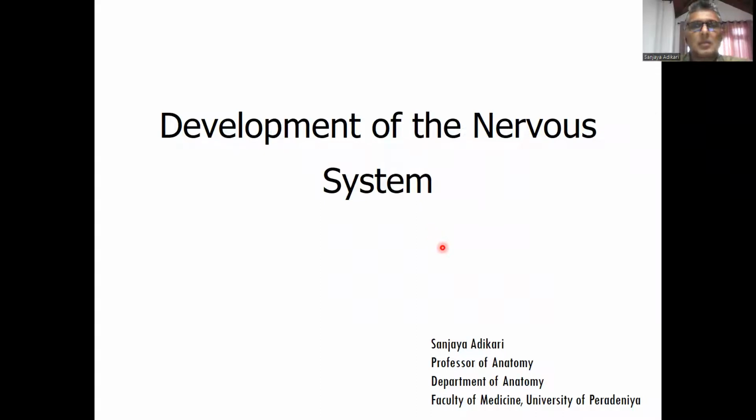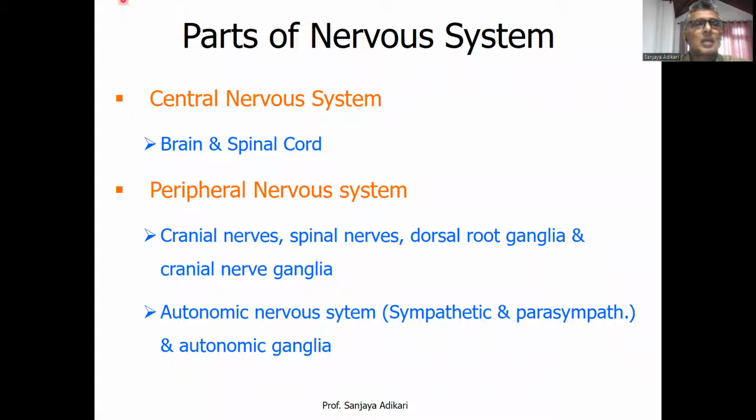Today we will discuss the development of the nervous system. You know that the nervous system has two main parts, the central nervous system and the peripheral nervous system. You can see that the central nervous system includes the brain and the spinal cord. And both in the brain and spinal cord, which is the central part of the nervous system, you get a somatic nervous component and an autonomic nervous component. You cannot forget that, even though we say brain and spinal cord, both components are there in the same central system.